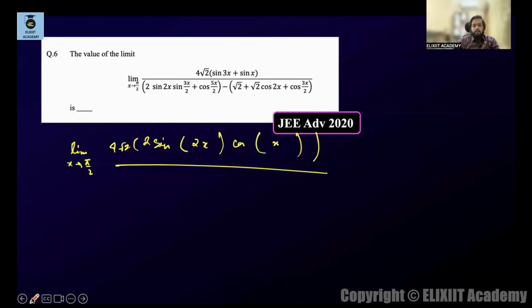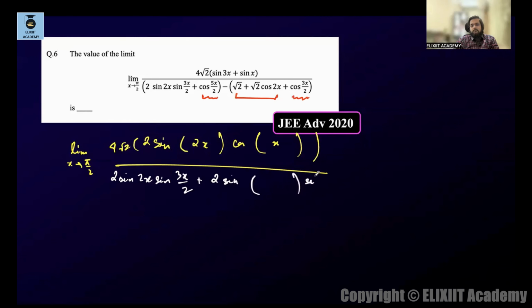Now here comes the main part of simplification. One thing I can clearly see, I can use the cos C minus cos D formula from here. And from this part also, I can take out root 2 common. Let this be fixed for the time being. We can simplify this later on. We have 2 sin 2x, and then we have this part, sin 3x by 2. Now let's use cos C minus cos D. So cos C minus cos D means the special formula, 2 sin (C plus D) by 2 into sin (D minus C) by 2.